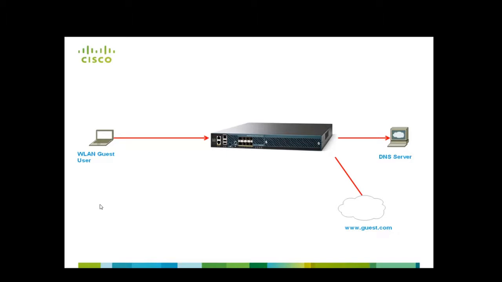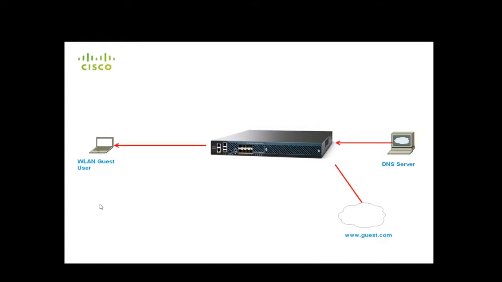As soon as the user connects to the guest network, the user opens a web browser and types in a URL. For example, let's say the user types guest.com. The wireless LAN client sends a DNS request to get the IP address of this URL. When the packet reaches the wireless LAN controller, the controller forwards the packet to the DNS server. The DNS server resolves the DNS name guest.com to an IP address and sends the DNS response to the client via the controller.